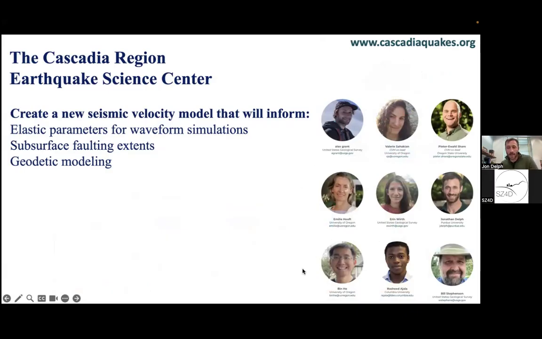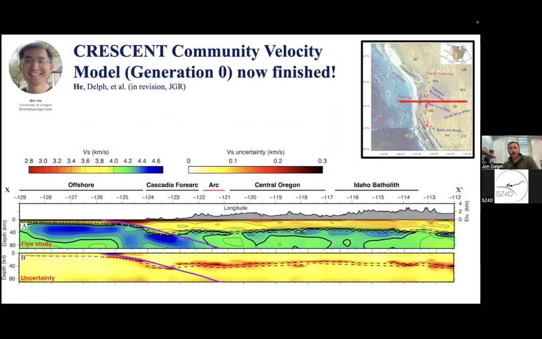I want to highlight Ben He, who was a postdoc here at Purdue as part of the Crescent Initiative and has now moved to finish his second year of his postdoc at University of Oregon. He's leveraged a lot of new data that's come out since I published some of these velocity models to create a new velocity model. It largely appears similar to what we've published in the past, which is good.